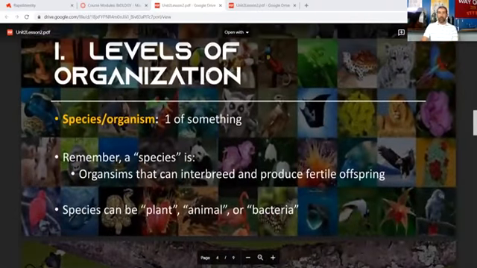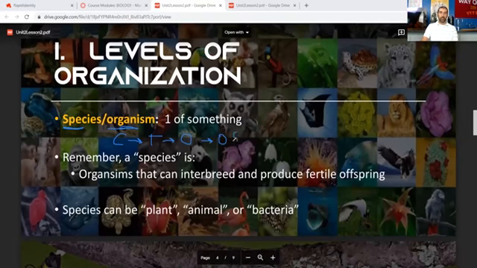Now, I'm going to start you off with one of something. One of anything is called a species, right? It's also known as an organism. When you have cells, they come together to form tissues, tissues form organs, organs form organ systems, and then all the different organ systems will form an organism. And one of an organism is simply defined as a species.